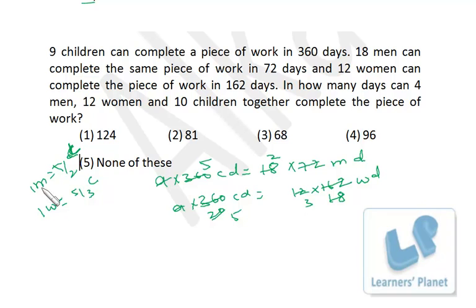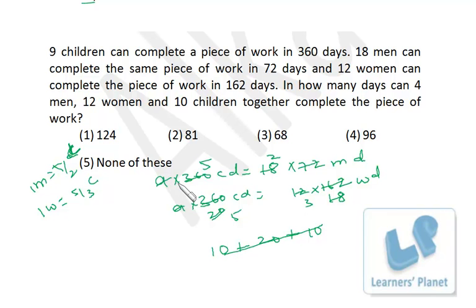that is 2.5. One man is 2.5. So 4 men will be 10 children. So it is 10 children. 12 women. So 5 by 3 into 12. So it is 20 children and then 10 children. They are already there. So the total 4 men, 12 women and 10 children are actually 40 children, right?